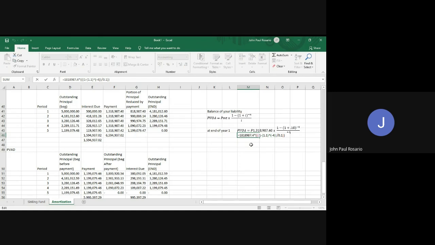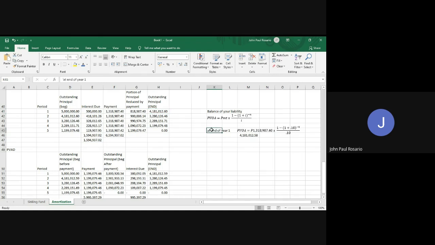What's wrong here? Oh, this is not 1.8. This is 1. Okay, so as you can see here, guys, at the end of year 1, the balance of our liability now should be 4,181,012.58. So that's actually the same as if we didn't round off our payments a while ago. But since we did, that's why there is some discrepancy.